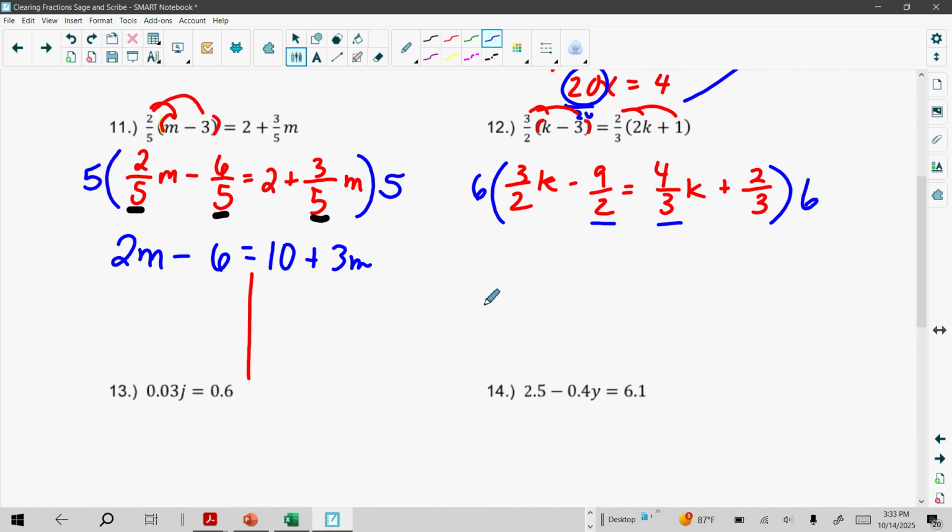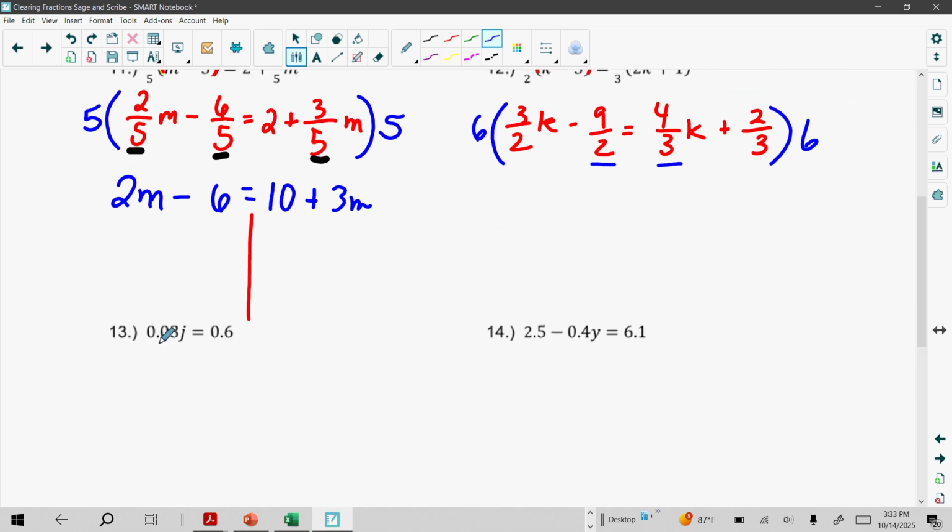Now for decimals, remember we have to multiply by the greatest place value here. There's 2 digits, so our multiple would be 2 zeros, 100 here, that we're multiplying everything by. All right, so when I do that, you're going to convert that and get your whole number. This would be 3j equals 60. And then you just divide them by 3.